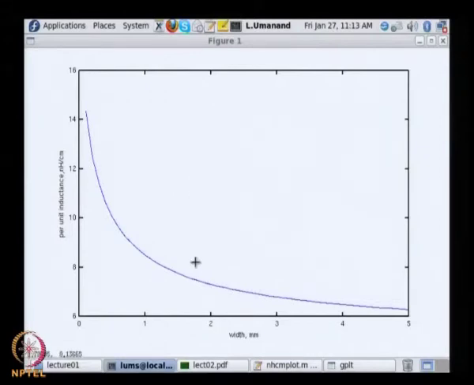The other figure is with respect to the width. You see here the width in mm and the per unit inductance in nanohenry per centimeter. This is decreasing from 14 nanohenry in this particular case for 1 mm width and spacing. What happens here is that as the width is increasing, the inductance value is decreasing. So, the more the width, the lesser is the loop area, and the lesser is the self and the mutual inductance that results out of it.